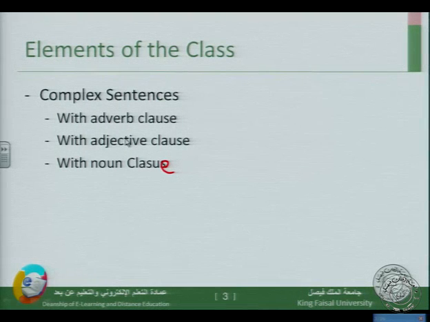Also, the use of coordinators and conjunctions is very important. So try to do your best. In the next class, the class to come, we will be having a practical class. We'll be having exercises using the coordinators and how to use them, and how to avoid making mistakes while using them.